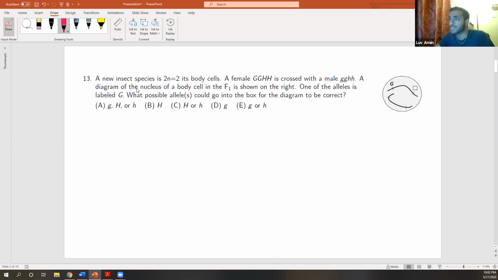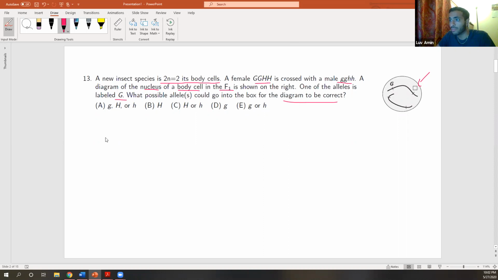13 is saying a new insect species is 2n equals 2 in its body cells. A female homozygous dominant for G and homozygous dominant for H is crossed with a male homozygous recessive for G and H. A diagram of the nucleus of the body cell in the F1 is shown on the right. One of the alleles is labeled G. What are the possible alleles that could go in the box for the diagram to be correct? So basically we're trying to figure out what is that allele right there, right?